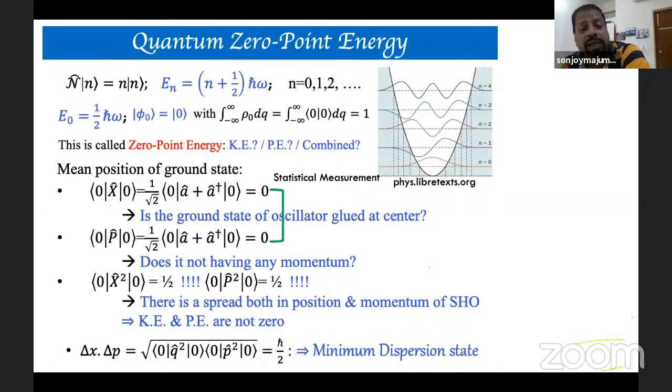That is the minimum limit at which you can measure the position and momentum with precision.